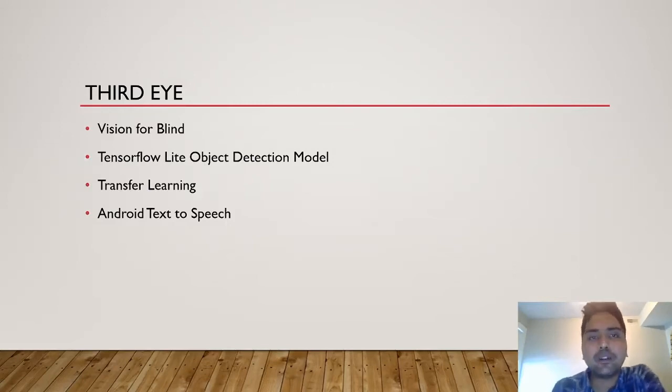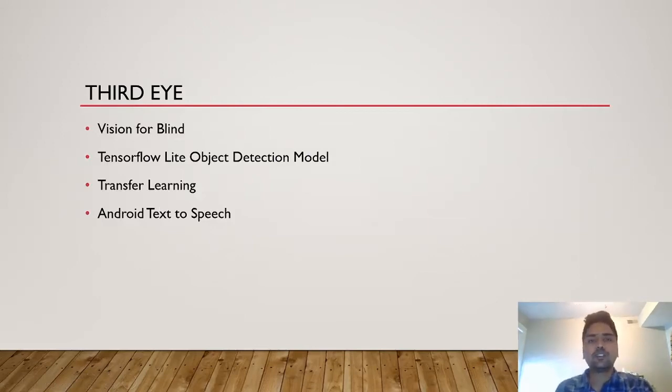This is an Android application that uses the camera and a TensorFlow object detection model to detect objects in front of a blind person, and then it gives an alert using text to speech to the user, so that he does not run into something or get into any trouble.